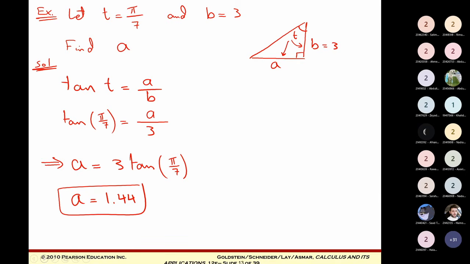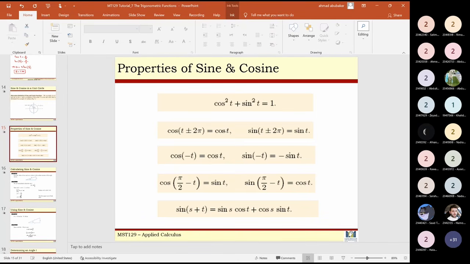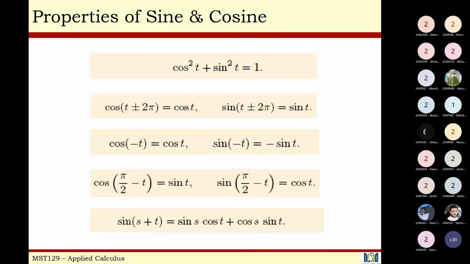Okay, now we need to go to the sum properties of sine and cosine. The first one: if we have the value of sine, we can find the value of cosine by the famous relation between sine and cosine. Cosine square plus sine square must be equal to 1. This is a very important and famous property for sine and cosine.